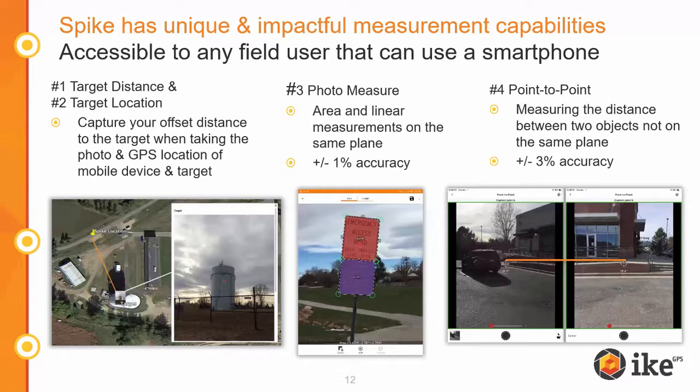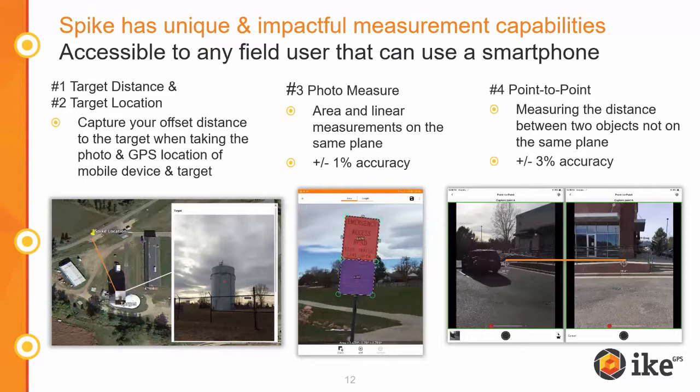What's the distance between that dead tree and say a house or something like that? Those are all things that are easy to calculate from the ground using point-to-point measurement with Spike. Now, some of you may be asking this question now, James. How accurate are these measurements?